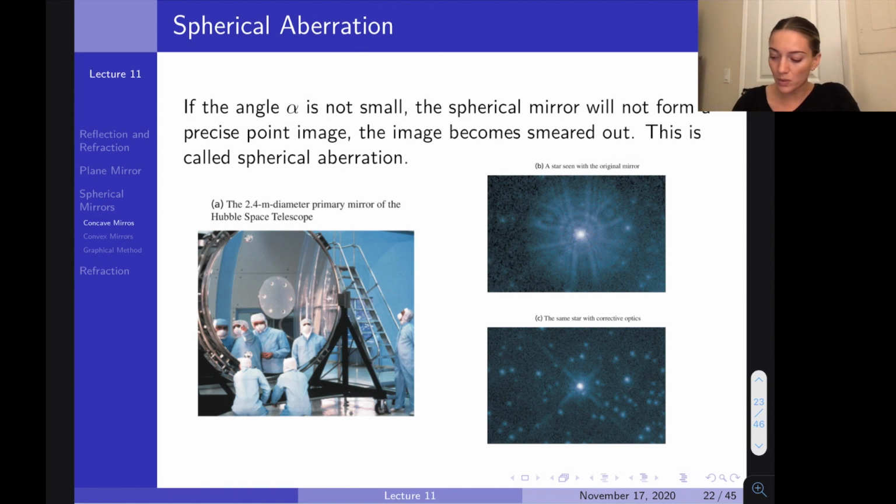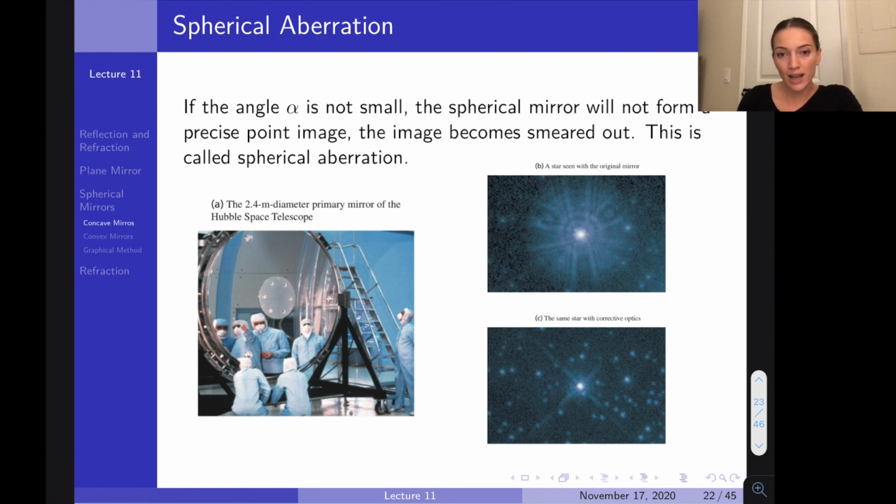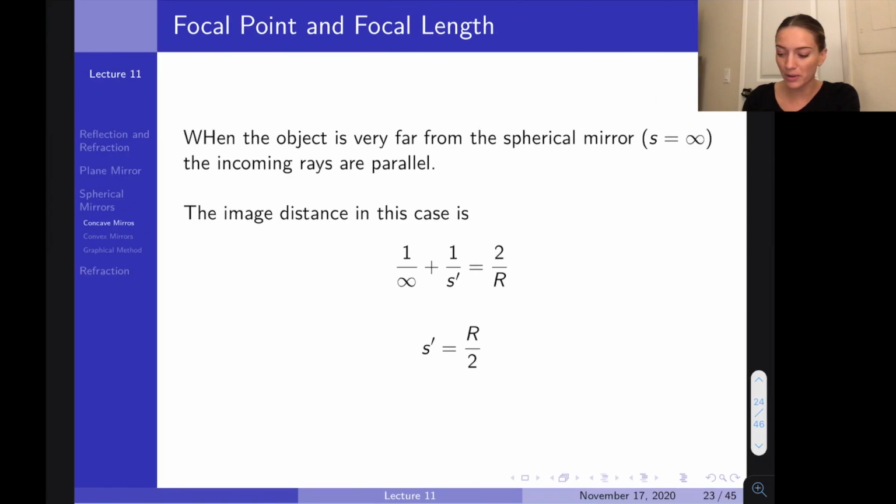This is what one of the pictures looked like with spherical aberration, and that's because the image of this star was not getting focused on the image point here. It was getting spread out and you couldn't really see anything very well. Then they had to send up a crew to do a spacewalk and correct the Hubble Space Telescope. Once they corrected it, they got much better pictures. We'll see how telescopes work on Thursday, but spherical aberration is a very real problem that you have to watch out for when making telescopes.